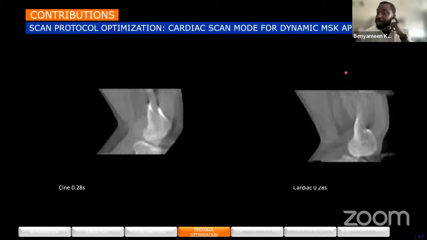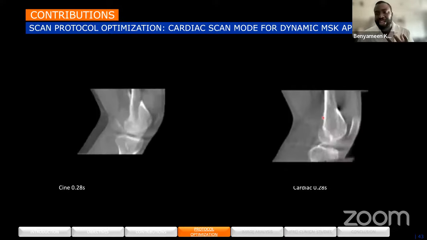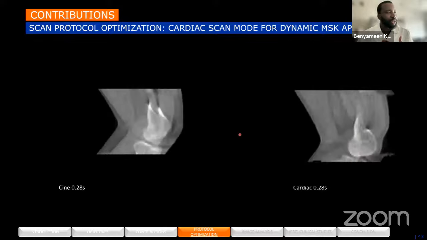And actually, it turned out to be the case. So here is the protocol we were using before, the conventional acquisition, where you still see these disturbing motion artifacts. And on the cardiac protocol, it's much less. At least we realized that using this in our quantitative workflow resulted in better results than using these type of images.